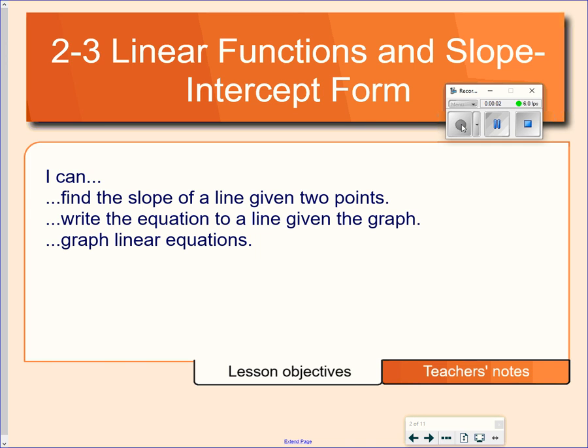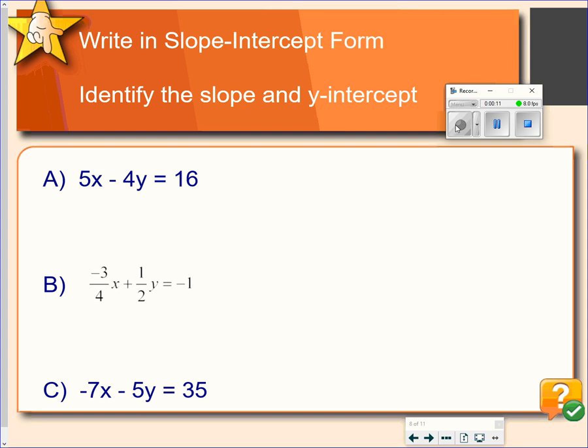This is lesson 2-3 part 2. In this lesson we're going to learn how to graph linear equations using slope-intercept form. So here we have an equation that's in standard form, and in order to graph this line, the first thing we're going to want to do is rewrite it in slope-intercept form. So that means we have to solve for y.